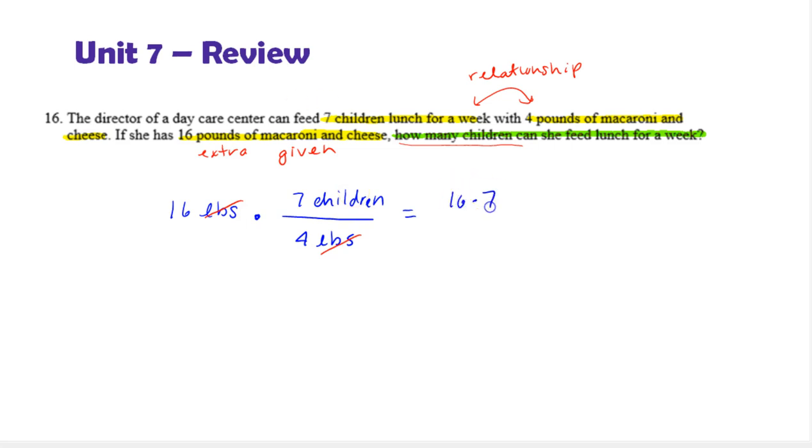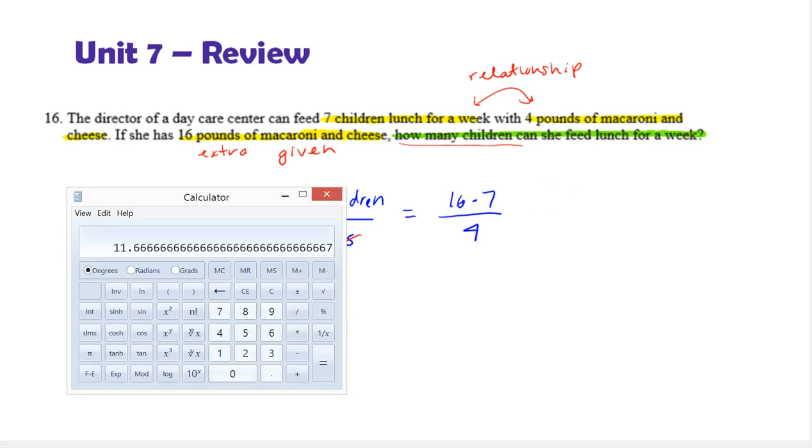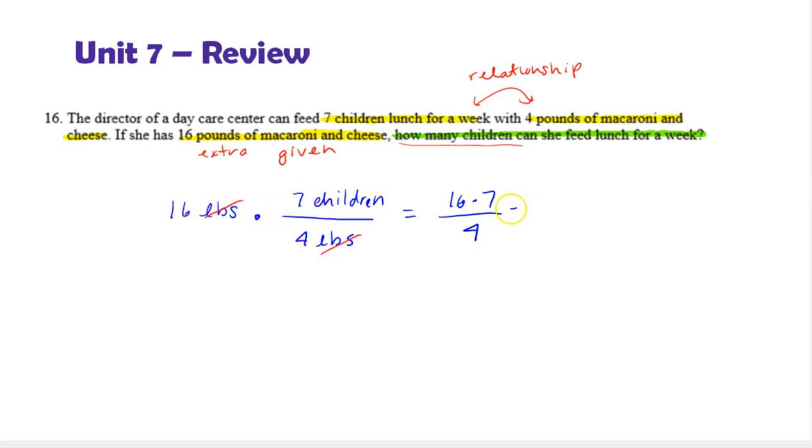16 times 5 divided by 4. You may see we could cancel out a 4 here, but we'll do it on the calculator too. So 16 times 5 divided by 4 is 20 children. So with 16 pounds, she could feed 20 children for a week. Let's look at the next one.